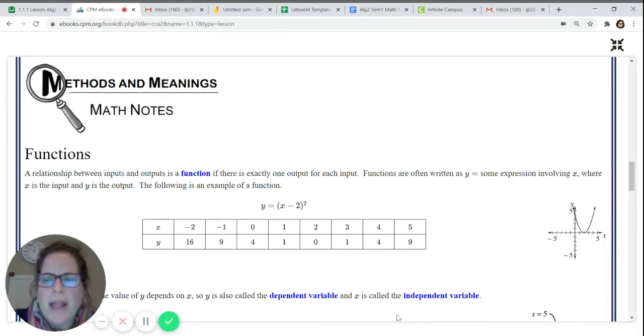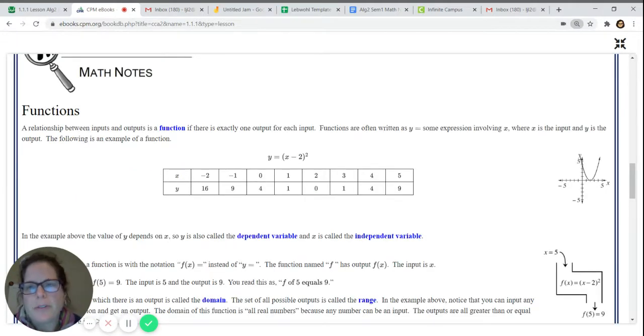So let's take a look at these math notes boxes that show up throughout our CPM curriculum. It always contains key ideas and important information. And if we were in the classroom, this would be a resource that you're allowed to use on quizzes and tests. Of course, during our remote learning, we have a little bit more of this open book type model, but this is where key information is stored.